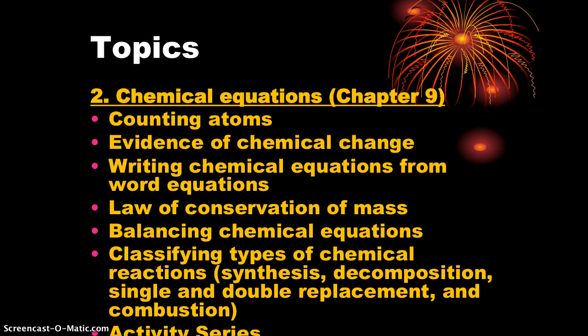Topic 2, chemical equations, chapter 9. We counted atoms. We looked for evidence of chemical change. We started writing chemical equations from word equations. We talked about what's a reactant, what's a product, and we talked about the law of conservation of mass. We used this law to help balance equations. And then we identified different types of chemical reactions by calling them either synthesis, decomposition, single and double replacement, and our trusty old combustion. We used the activity series to determine whether a single replacement would happen or not.